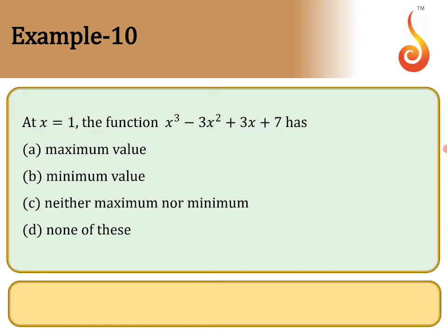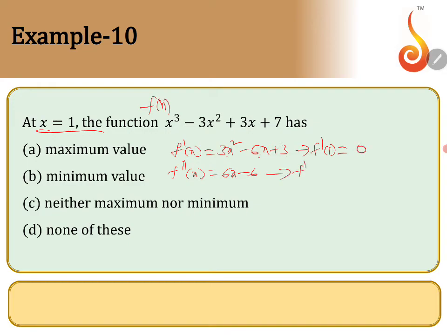At x equal to 1 the function has, suppose the given function is f of x. Find out f dash of x, what is it? 3x square minus 6x plus 3. And find out f double dash of x, what is it? 6x minus 6. Now what he is asking at x equal to 1. That means f dash of 1, what is it? Put x equal to 1, 3 minus 6 plus 3, 0.